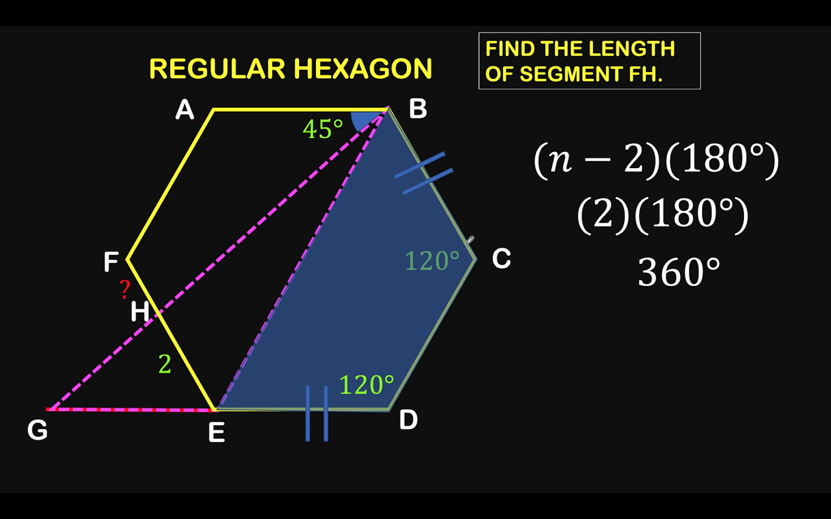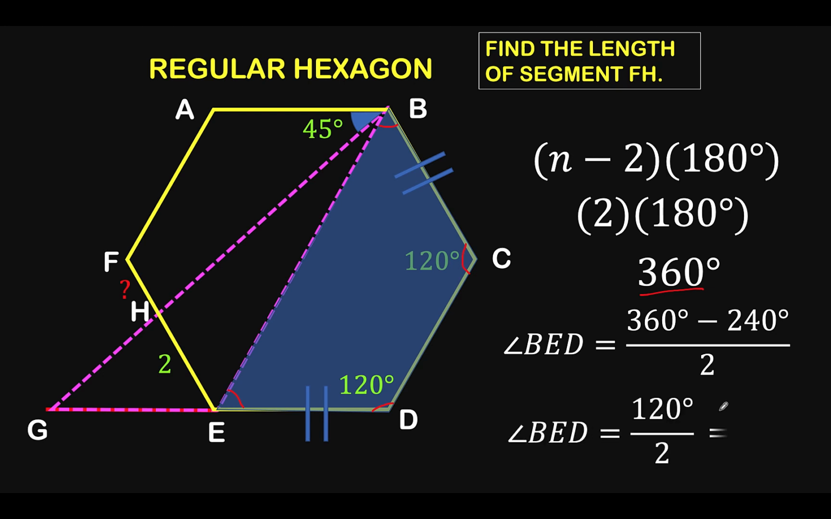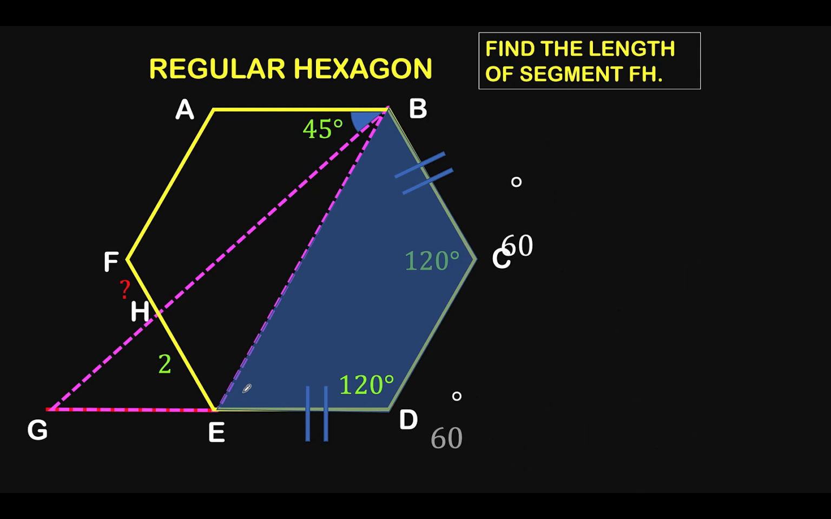We already know the measure of this angle and the measure of this angle. And these 2 angles here, the base angles, are equal. And the sum of these 4 angles is 360 degrees. Therefore, to find the measure of angle BED, we can compute it by subtracting the sum of 120 and 120, which is 240, from 360 degrees, and then dividing by 2 to arrive at angle BED equals 60 degrees, the same with angle CBE because these 2 angles are equal.